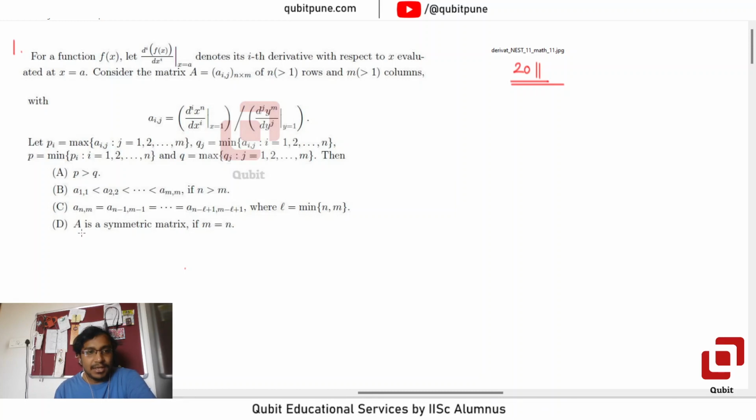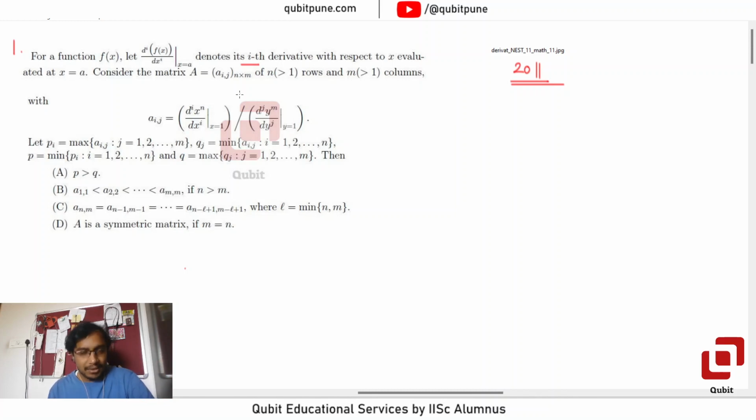In option D, it's a symmetric matrix if m is equal to n. Okay, so it's quite a big problem. So let's start with the function given to us. The function that we are given is x raised to n or x raised to m. And this is our usual standard notation for ith derivative. We usually don't use i for that, we use n, but now they are using ith derivative, so that basically tells us ith order derivative.